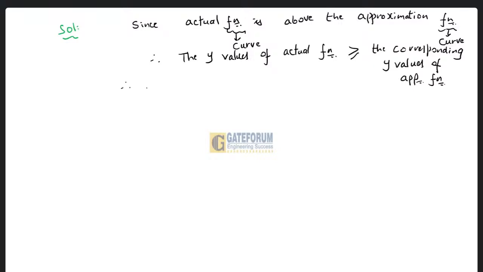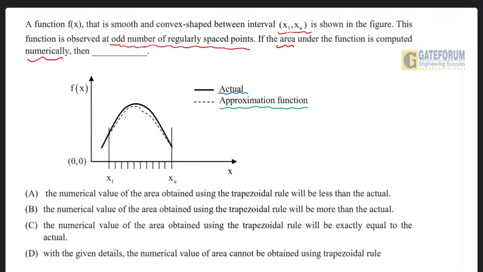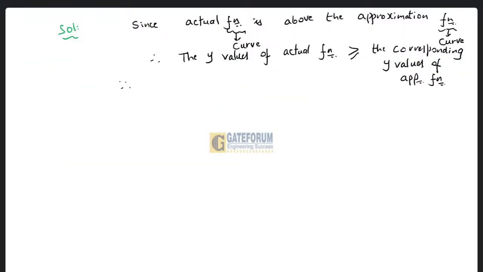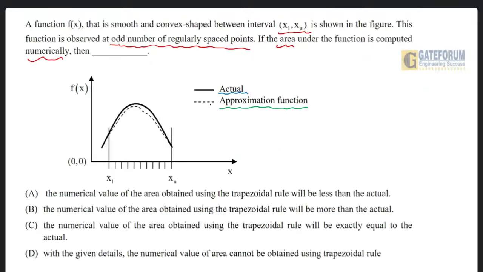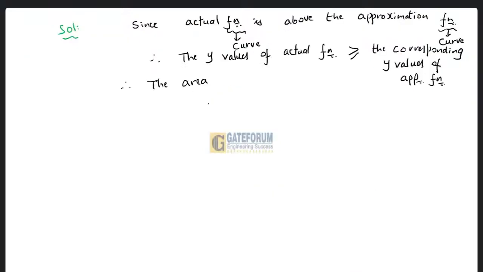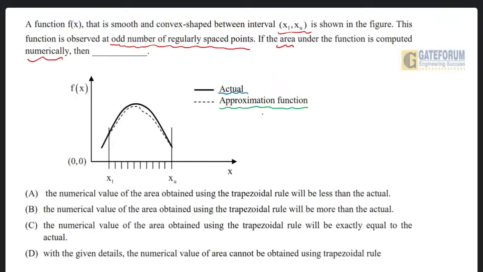So therefore, the area obtained. See the statements. The numerical value of the area obtained using trapezoidal will be less than the actual. Okay, the numerical value of the area obtained using the trapezoidal rule will be more than the actual. So in all options, trapezoidal rule.